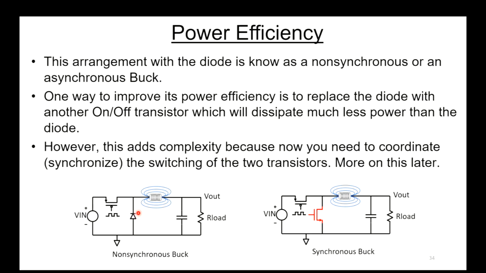So here we have the non-synchronous buck with its diode. We've taken out the diode and we've put a transistor in here. And that transistor can operate at much lower voltages than the 0.7 volts of the diode. The only problem now is we need to synchronize the switching between these two transistors. They need to ping pong back and forth. So this is known as a synchronous buck.